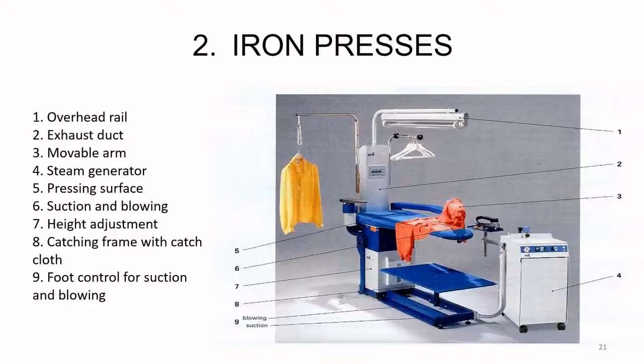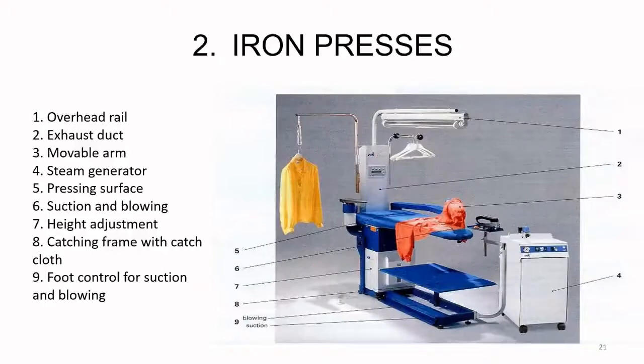Third one is the movable arm, the arm on which you may put the sleeves or the trouser part of the garment and do the round pressing. Then fourth is the steam generator, whose job is to boil the water. And fifth one is the pressing surface, the surface on which you keep the garment and press the garment. Sixth is the suction and blowing.